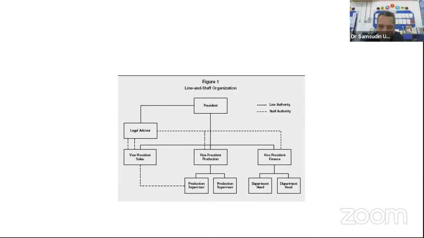Can you see? I'm sorry, not very clear. There are three unit vice presidents: sales, production, and so on. All these are linked by the staff authority. They are there to support the line. They are not doing the daily operation, but they are doing routine activities. They are integrating and supporting the line.